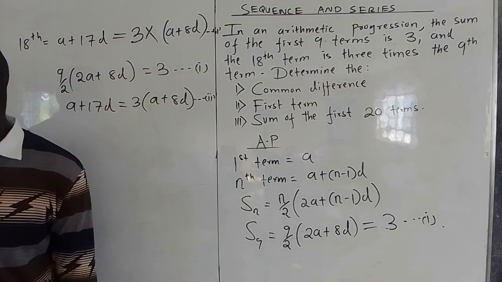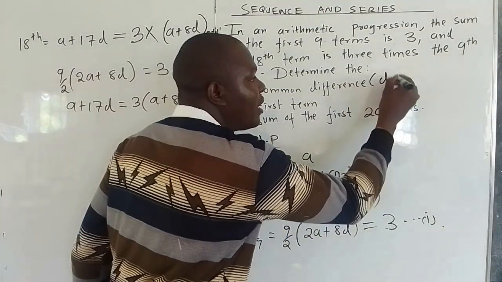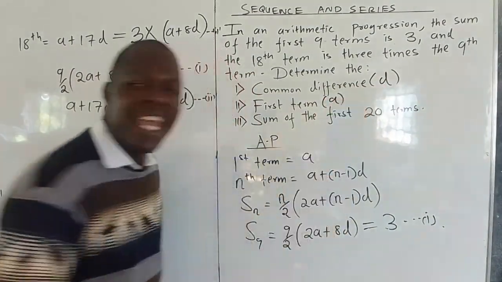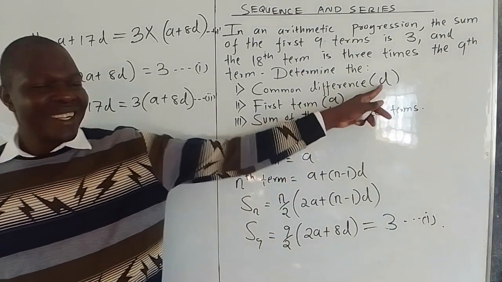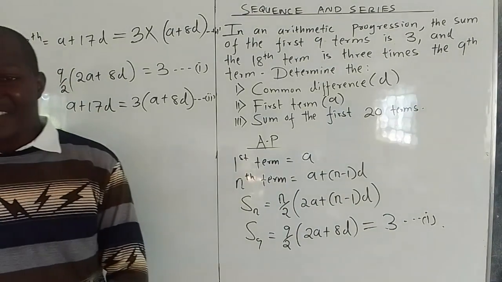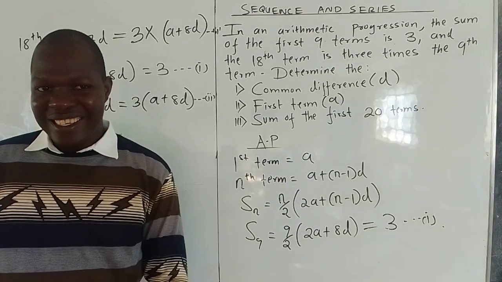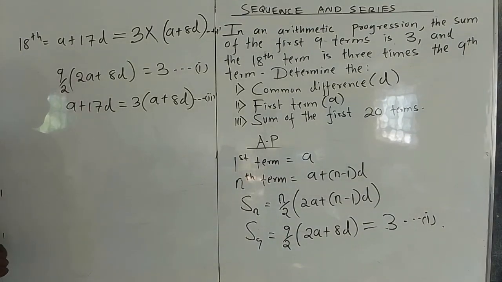You can solve the simultaneous equations to get the d, which is the common difference, and to get the a, which is the first term. So when the equation wants d, how do you get d? The best method to get d, you use the substitution method, isn't it? Yes. So let us now start with the first one. Simplify the first one.